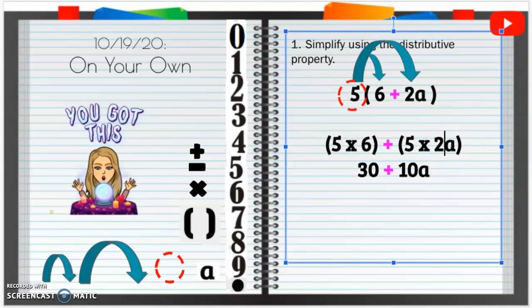So 10 times a is going to be the same thing as 10a. That means the same thing. Whenever you have a number right in front of a letter, that means you multiply. So here is our final answer that we cannot simplify anymore because we cannot add them together. The only way that you can combine a number with a letter is going to be if you're multiplying.